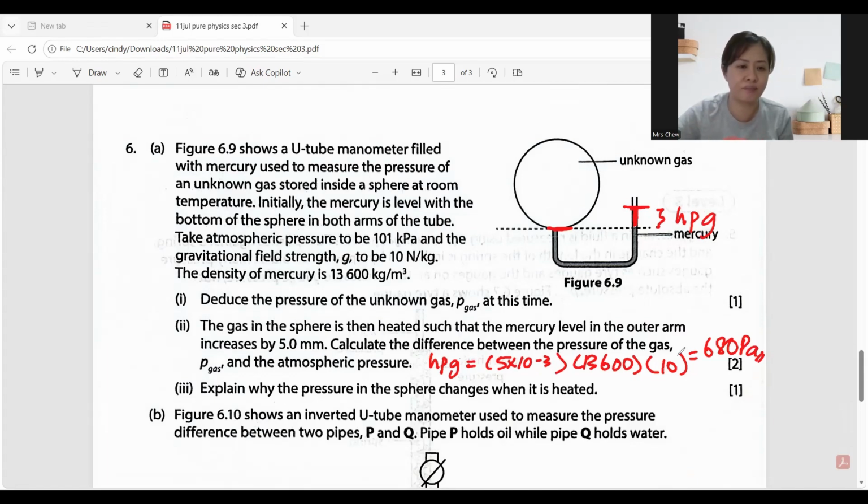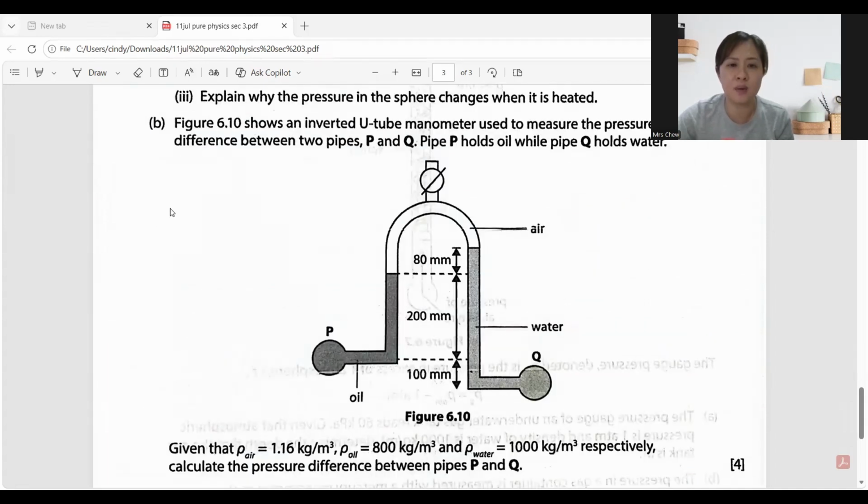Okay, so 680 pascal is the answer. Now, let's move to the bottom one. Figure 6.1 shows an inverted U-shaped manometer to measure the pressure difference between the two pipes. Okay, so what is the pressure difference?